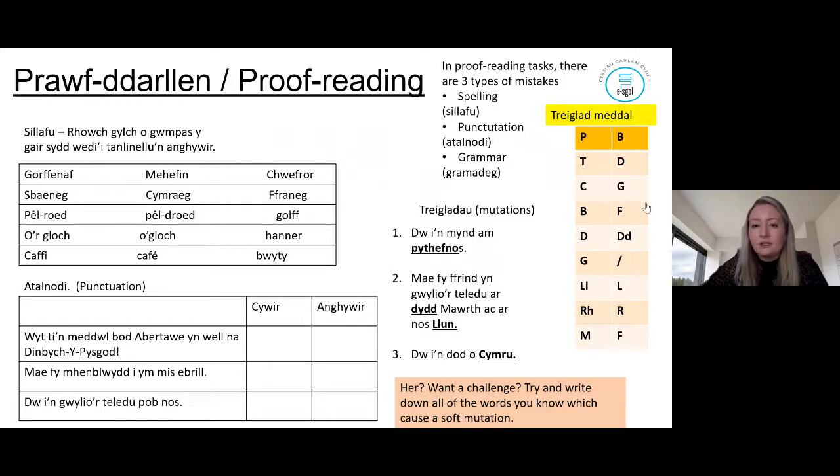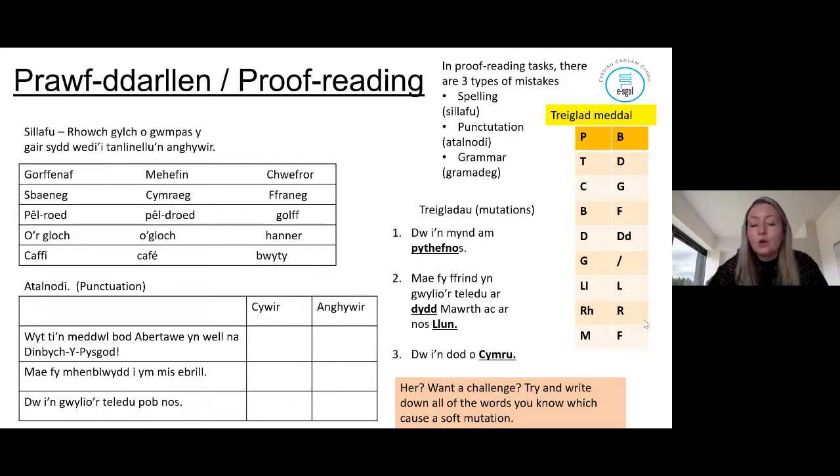Diane, we've had Ffrangeg as the incorrect one for number 2. That's spot on. So it's missing a G. So the letter in the middle of Ffrangeg is NG, Ffrangeg. Okay, so that needs a GEG at the end, not just EG. What about pale roed or pale droid or golf? Which one do you think is wrong there? Think of how you say them. So sometimes saying them out loud will help you. Pale roed, pale droid. Golf in this instance.